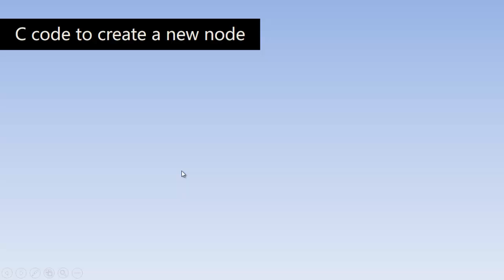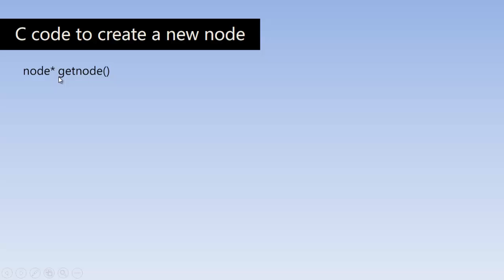So now we'll understand the C code to create a new node. Since we have just understood how to define a new node using the structure, now we actually write a code to create a new node. So we are now just going to create a single node, okay? So node star getNode. This function getNode is going to create a new node, and the return type of this is node.